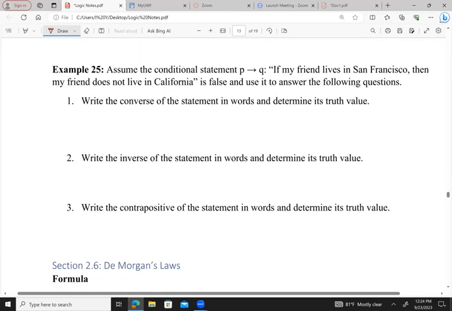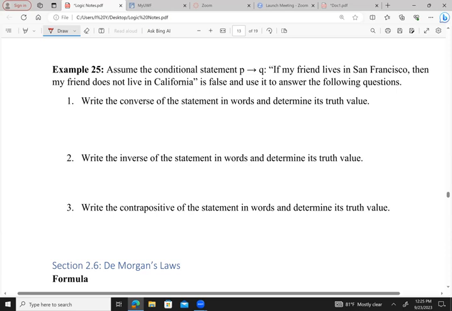And lastly, assume the conditional statement if P then Q: if my friend lives in San Francisco, then my friend does not live in California. We're going to assume it is false, and use it to answer the following questions.